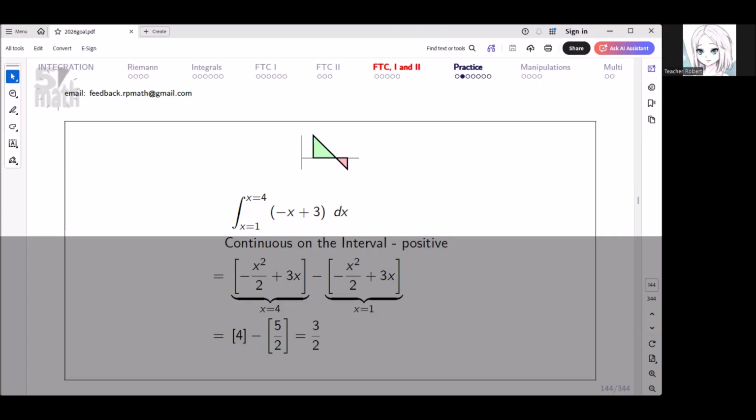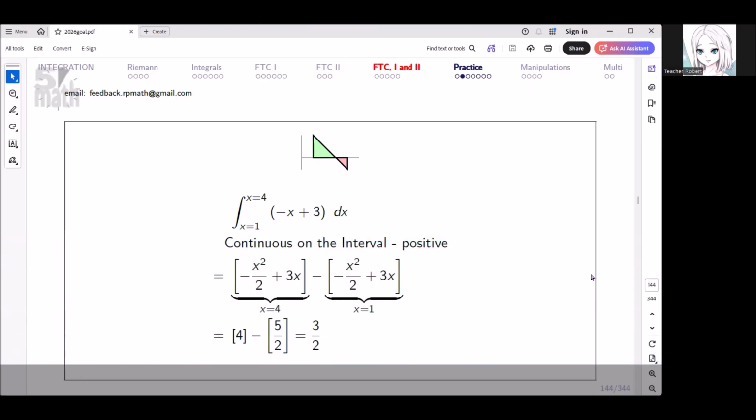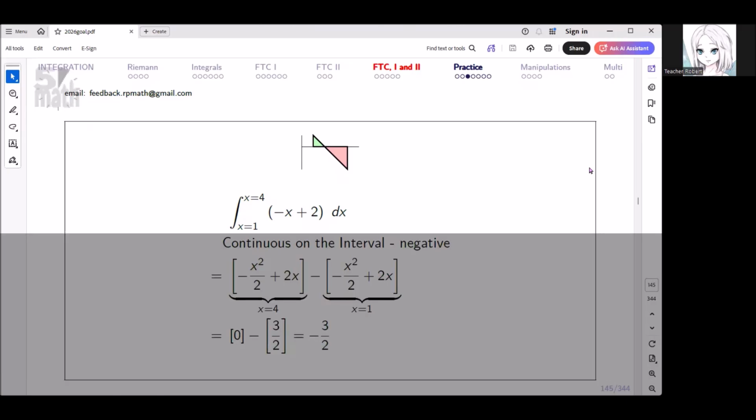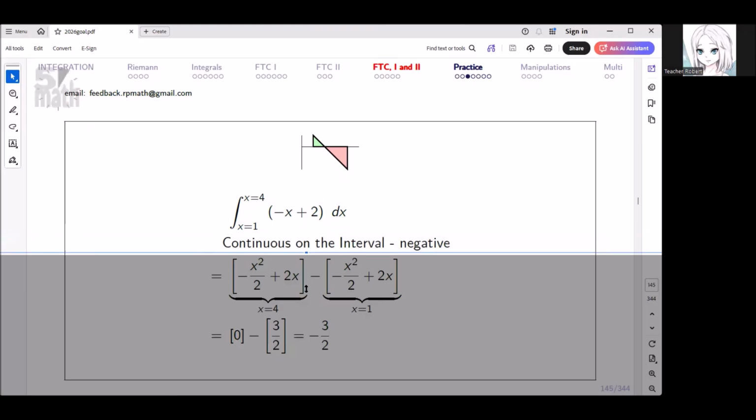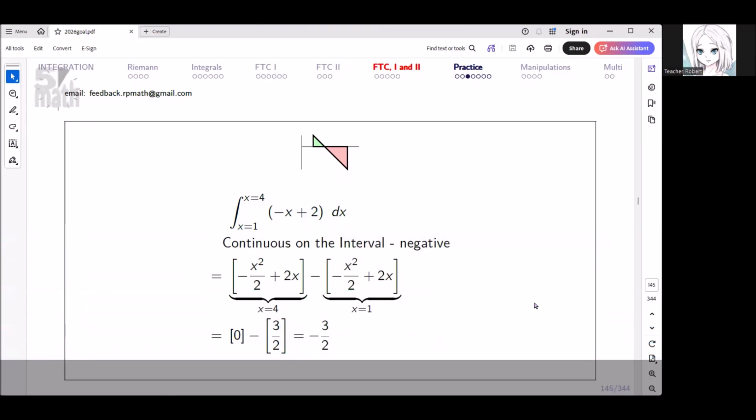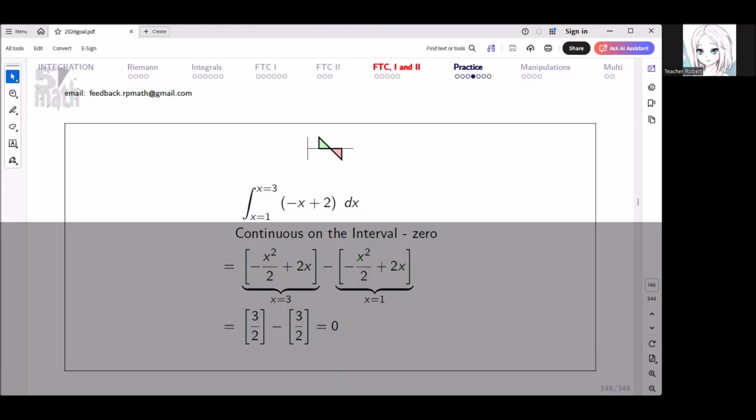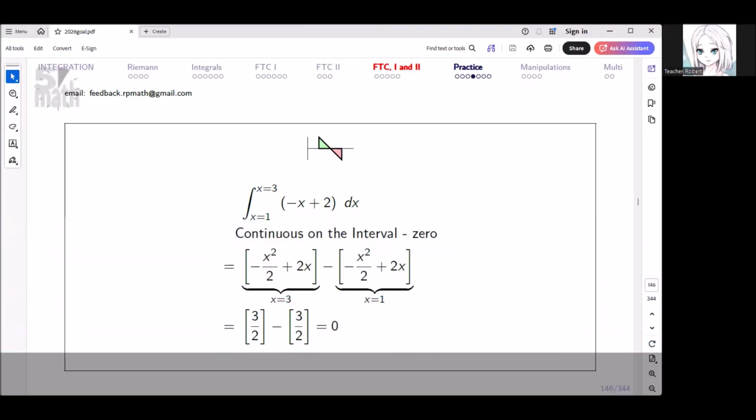The integral from x equals 1 to x equals 4 of negative x plus 3 dx. We get 3 over 2. The integral from x equals 1 to x equals 4 of negative x plus 2 dx. And we get minus 3 over 2. The integral from x equals 1 to x equals 3 of minus x plus 2 dx. We should get 0.